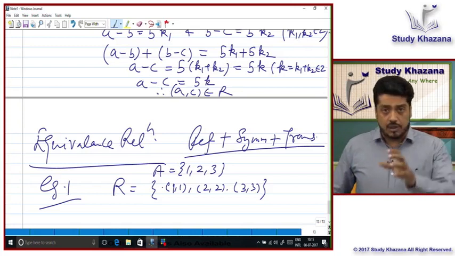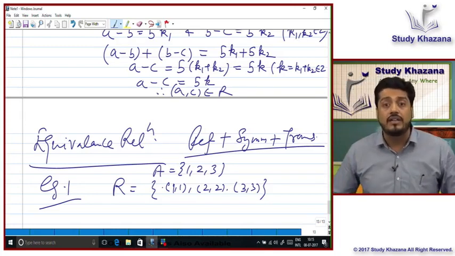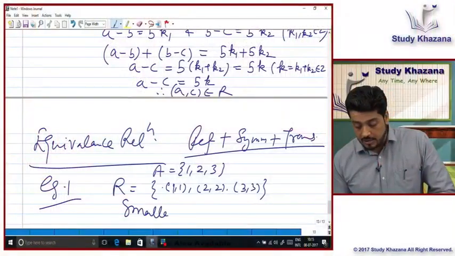So this relation satisfies all three properties: reflexivity, symmetry and transitivity. Therefore, I will declare this relation to be an equivalence relation. And in fact, it is the smallest equivalence relation on the set A, which is {1, 2, 3}. This is the smallest equivalence relation.